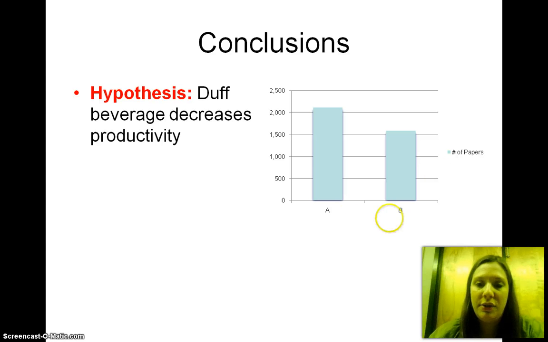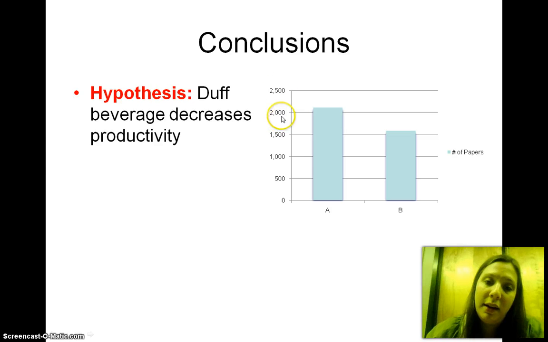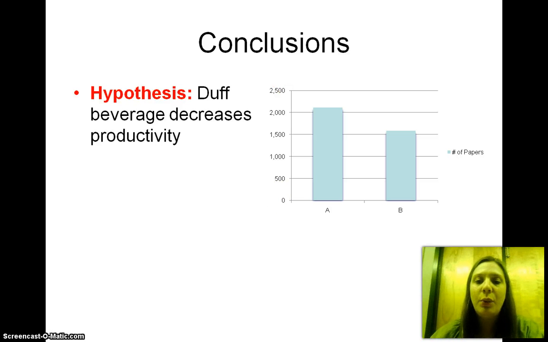Okay, so in this case I chose to use a bar graph, and you can see that on the y-axis we have the number of papers. So on the y-axis we have the dependent variable, the thing that is measured. And the reason we do that is so that you can very easily see and visually distinguish whether or not it goes up or goes down based on the treatment group. Okay. So on the x-axis, we have the independent variable, either gets the Duff beverage or doesn't get the Duff beverage.